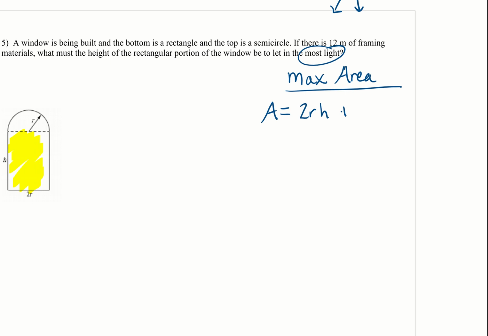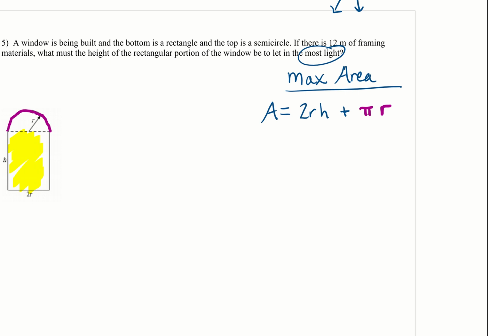And then I have this semicircle here. In other words, I have half of the circumference of a circle. Remember, circumference is 2 pi r. And so if I want half of that, I just want pi r. And we're using r, the radius, just as r, because it is an unknown quantity. So this is the area I need to maximize.